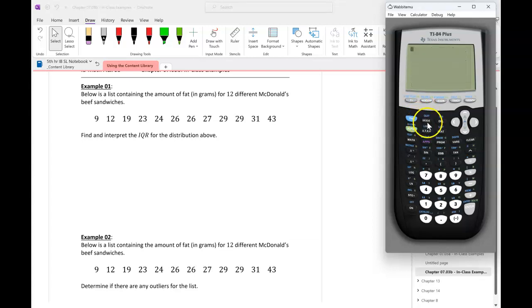All right. So entered in the data. To get the IQR, remember, it is just Q3 minus Q1.